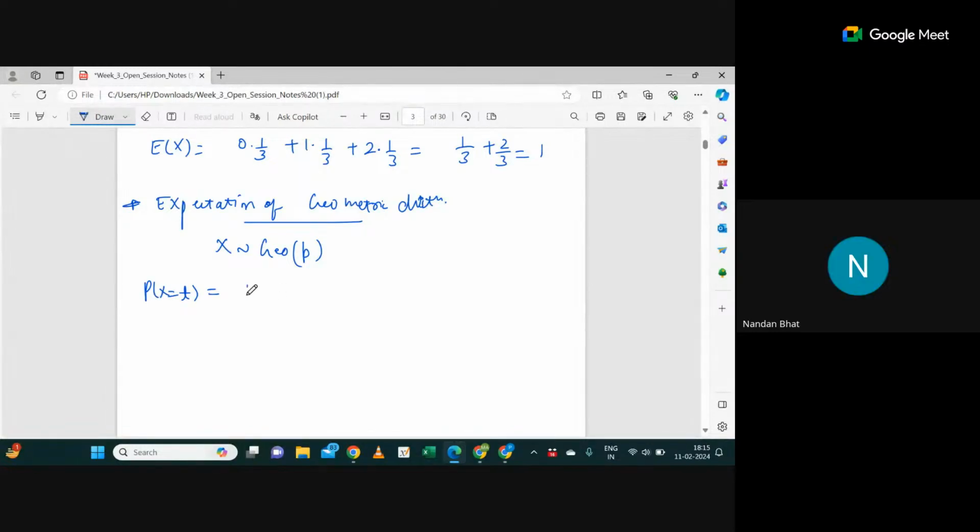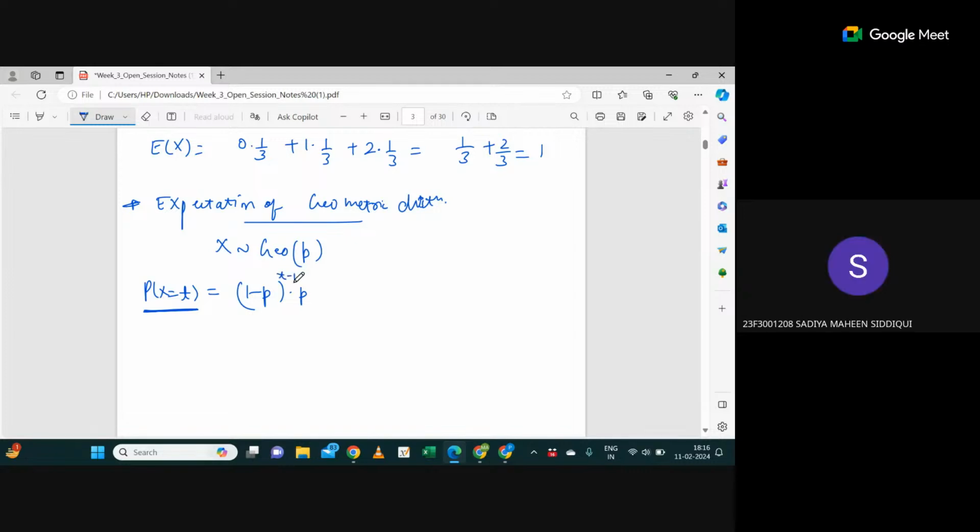One minus p whole raised to all the probabilities without success, into the final probability of success. What is the meaning of this probability x equal to t here? Sir, it's the number of times the random variable's first success will occur on the tth trial. So the first success p will occur on the tth trial, right? Yes, sir. That means 1 minus p raised to t minus 1, into p.